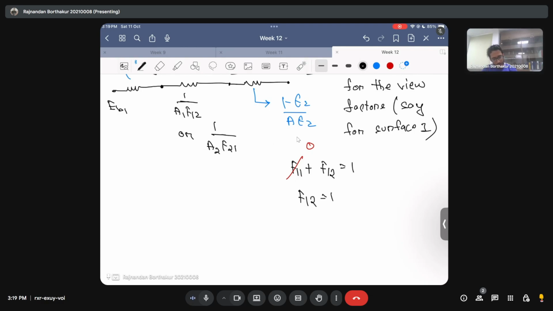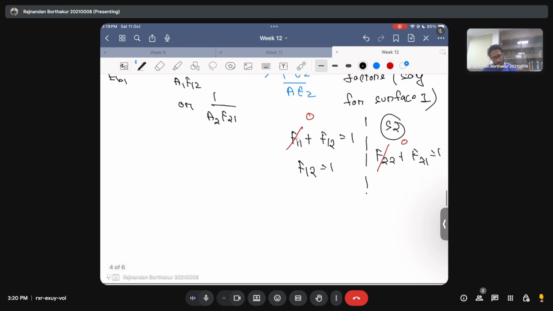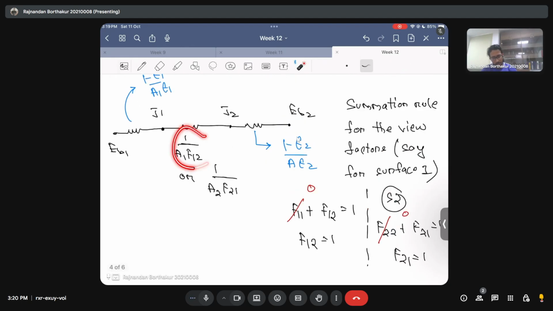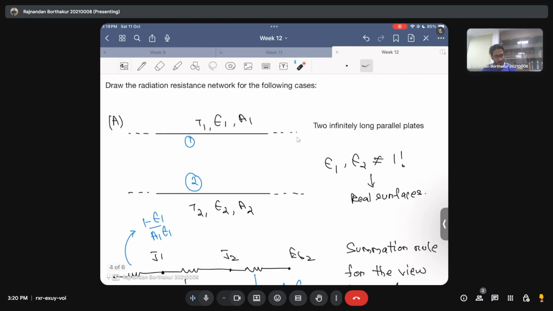And if you do the same thing for surface 2, you will end up getting F22 plus F21 equal to 1. And similarly, the same analogy goes for surface 2: no radiation which leaves surface 2 can strike back surface 2, meaning that F21 is also equal to 1. So whichever form you write, you will see that F12 is equal to F21, and you can also infer this from the symmetry of the figure.